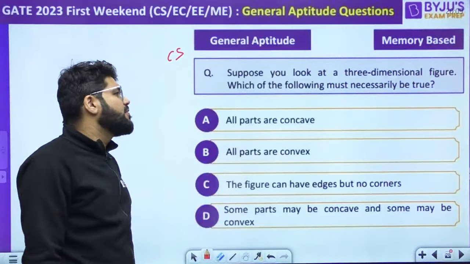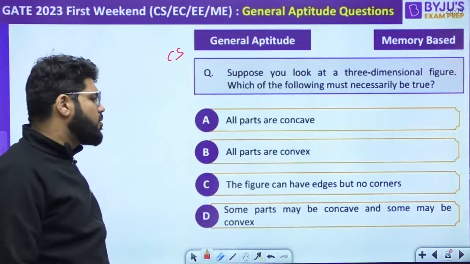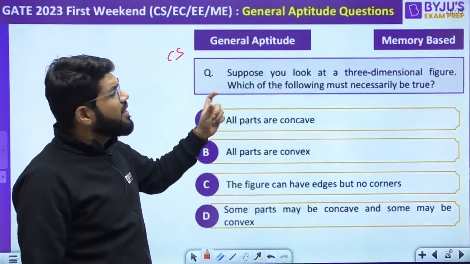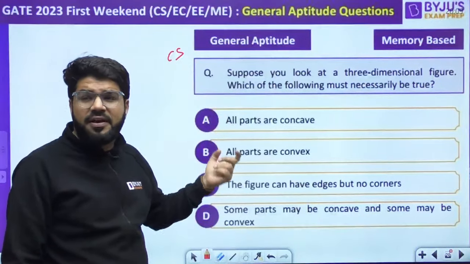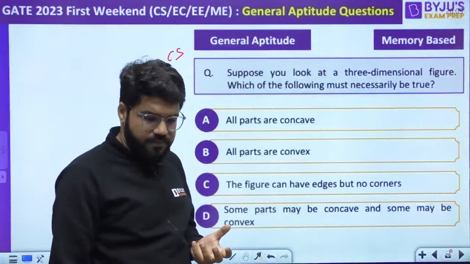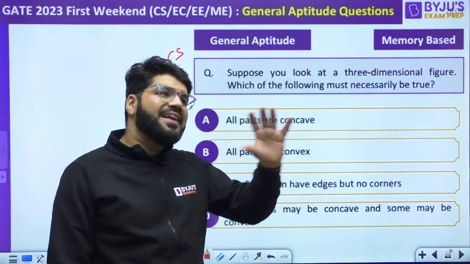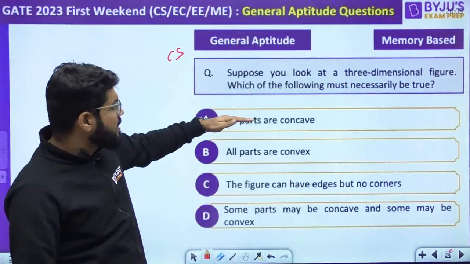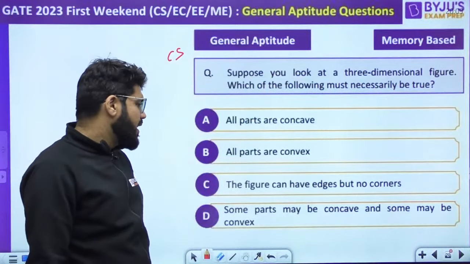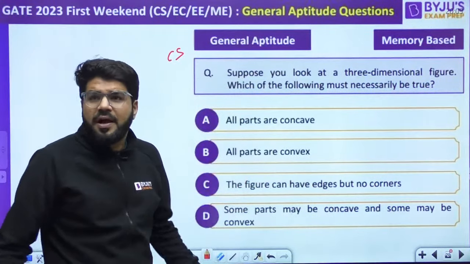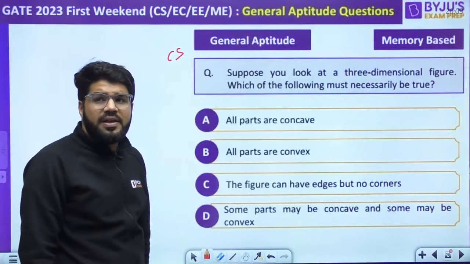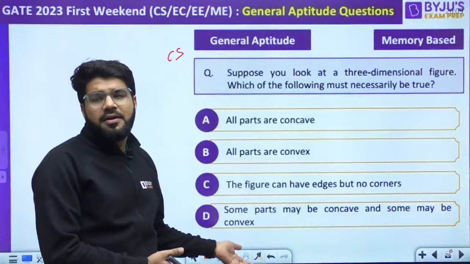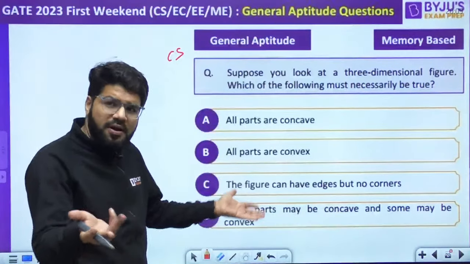Suppose you look at a three-dimensional figure, which of the following must necessarily be true? All parts are concave, all parts are convex. What is that three-dimensional figure? It is not given. You look at any three-dimensional figure. Without looking into it, you can't conclude whether the parts are purely concave or convex. The figure has edges but no corners. We can't conclude that. But yes, some parts may be concave and some may be convex.